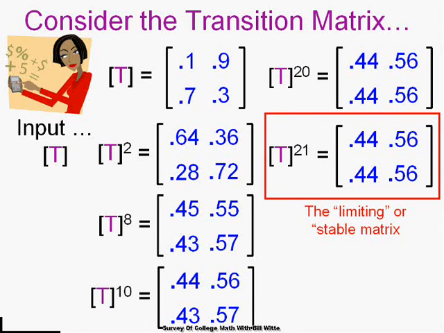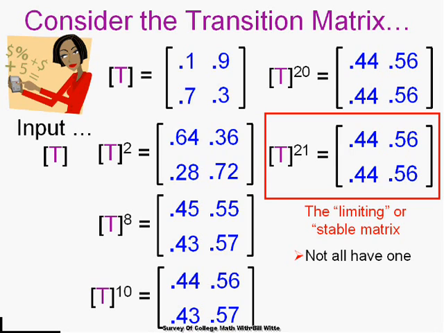Well, what you're going to see here after a while is a limiting or a stable matrix. After a while, if you keep raising it to a power, they don't all become the same matrix, it's going to become a matrix that has every row the same. Every row the same.